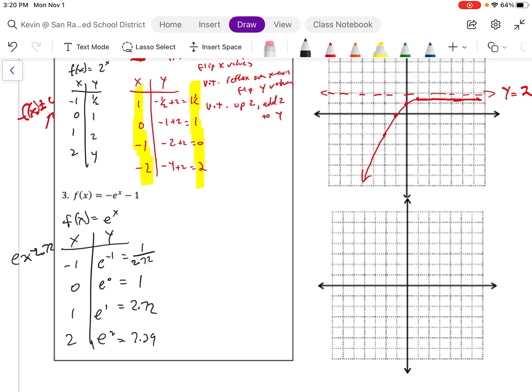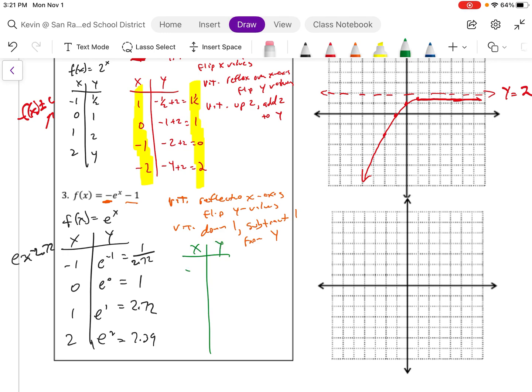Let's see what our transformations are. We only have two. Both of them are vertical. We have this, which is a vertical transformation, and it's a reflection over the x-axis. So we're going to flip our y values. And the second one is right here, negative 1. We're going to go down 1, so we're going to subtract 1 from y. But we have to do it in the right order. So first we're going to flip all of these. Let's get our new table in here.